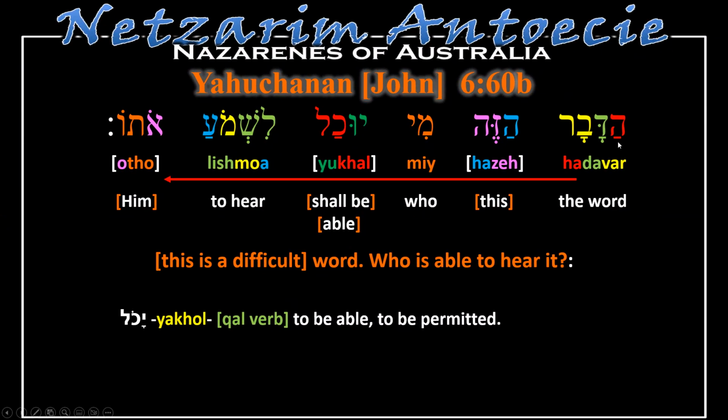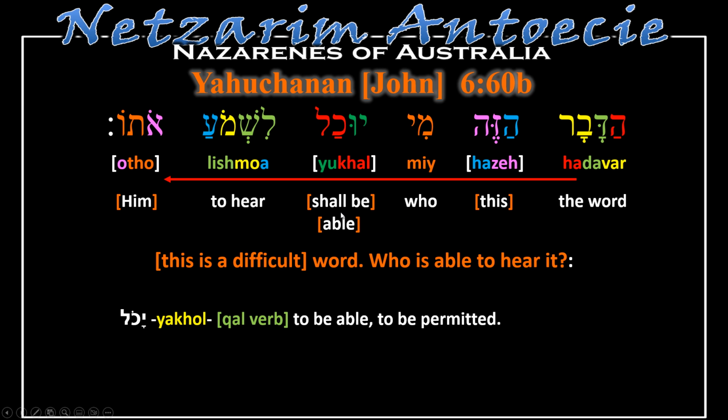And then we go through the letters. Hey dalet vet resh, hey zayin hey, mem yod, yod vav kaf lamed, lamed shin mem ayin, aleph tav vav. And we read it. Ha davar. The word. So hard the word or difficult the word. Hazeh, this. Mi, which means who.